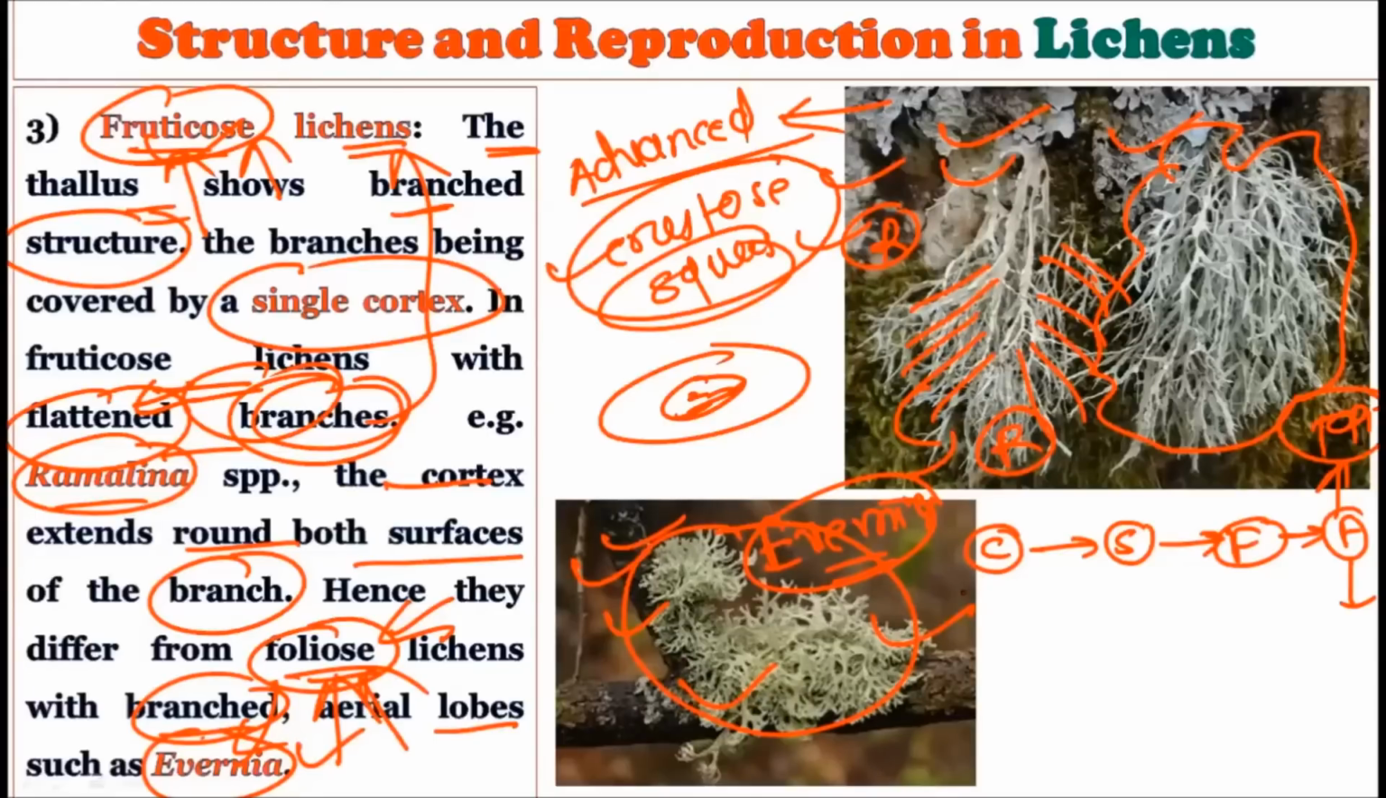Examples are important because without the example you cannot explain the things in the UPSC mains examination. So the Fruticose lichen shows a somewhat advanced structure as compared to Crustose lichen and the Squamulose lichen. They are more advanced than the Crustose lichen and the Squamulose lichen, in that they show the flattened branching, but they are still lagging behind the Foliose lichen because they do not show the leafy branches like Evernia. So Ramalina is the example for the flattened branches, and these are shown by the Fruticose lichens.